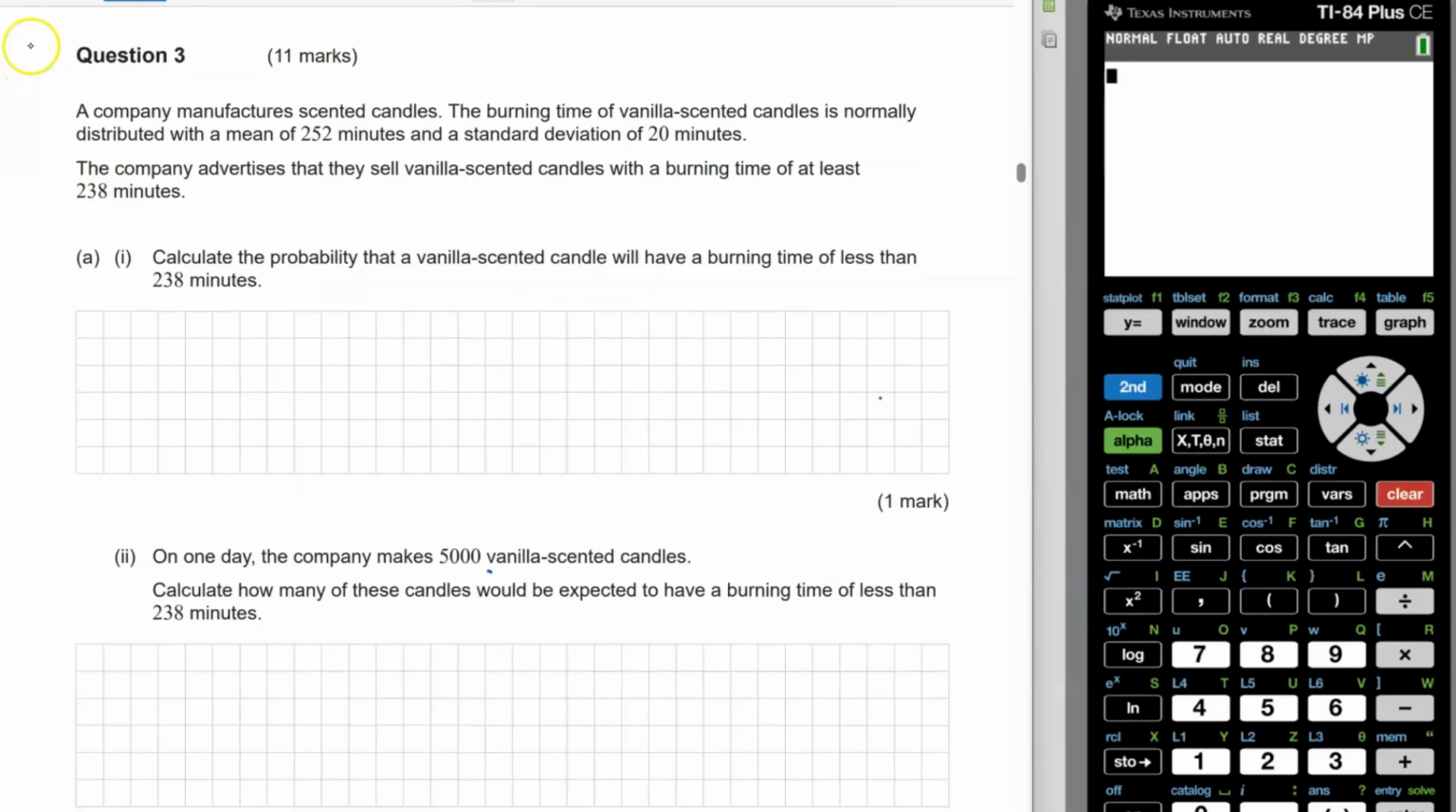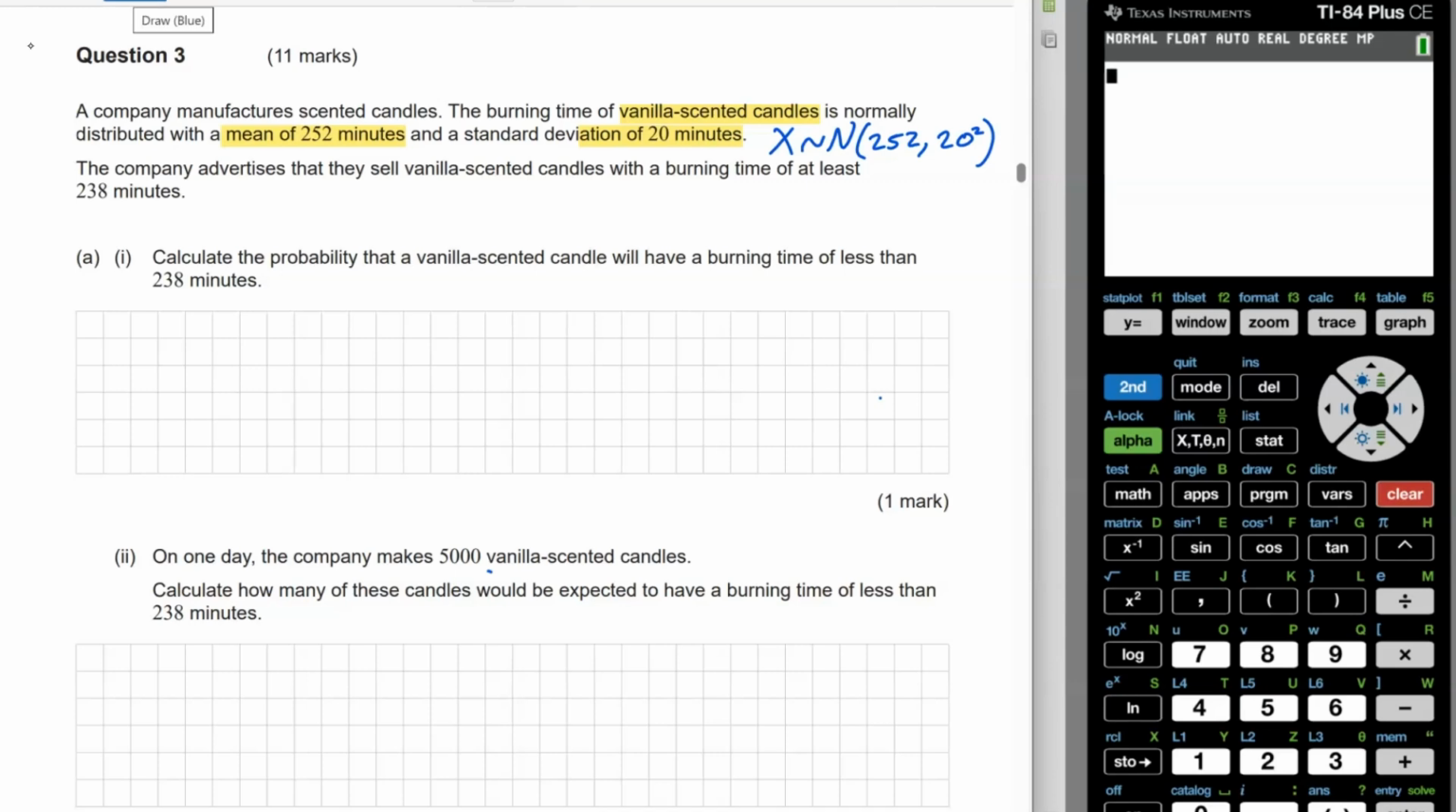So, question 3. Okay, we're finally looking at question 3, and we're dealing with candles. Now, there's a lot of information and reading in this question, so highlighters are truly recommended. The first type is our vanilla scented candle, and they've got a mean of 252 minutes and a standard deviation of 20. So we can summarize that by saying that X is distributed normally, with 252 as our mean and 20 as our standard deviation.